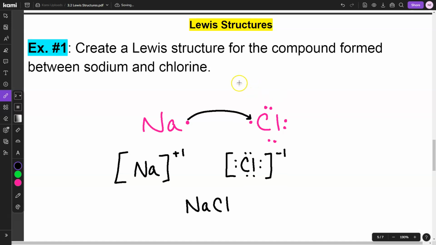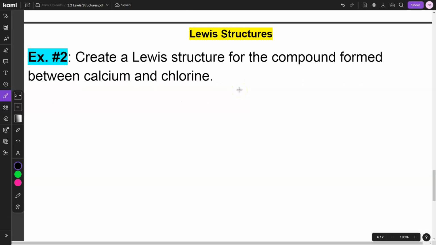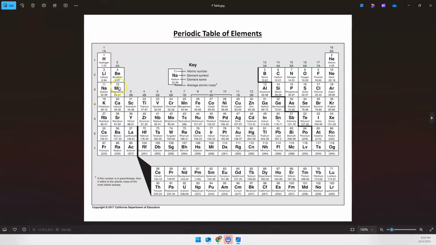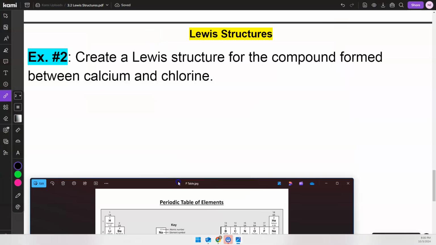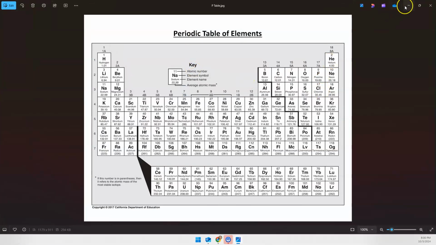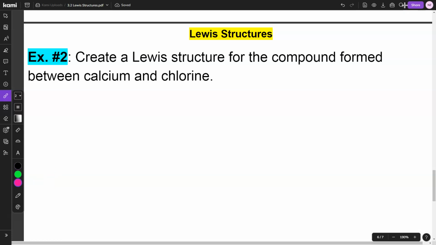All right, let's look at another example. Okay, so we have calcium and chlorine. Let's look at our periodic table. So calcium is in group 2, and then chlorine is in group 7. So we've got calcium, it's in group 2, so it's going to have 2 valence electrons. Chlorine is going to have 7, just like before. Okay, so let's draw that arrow representing our electron from calcium being transferred to chlorine.